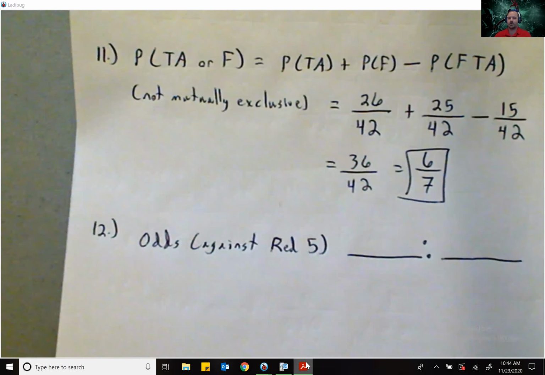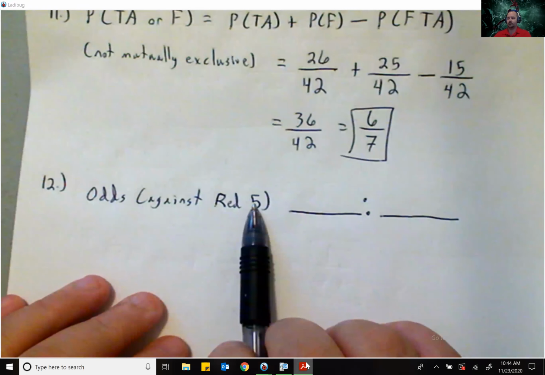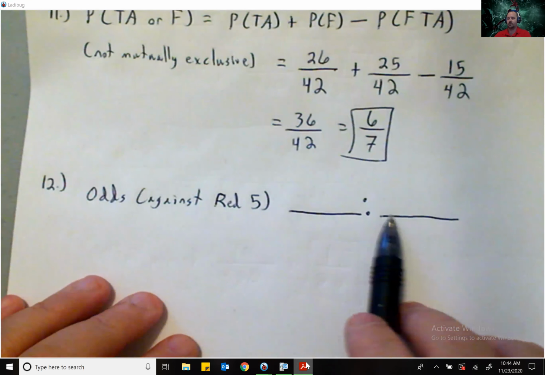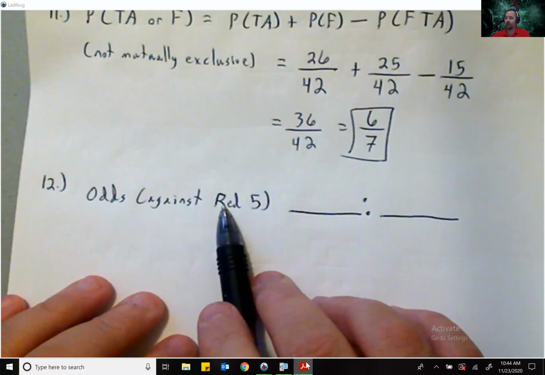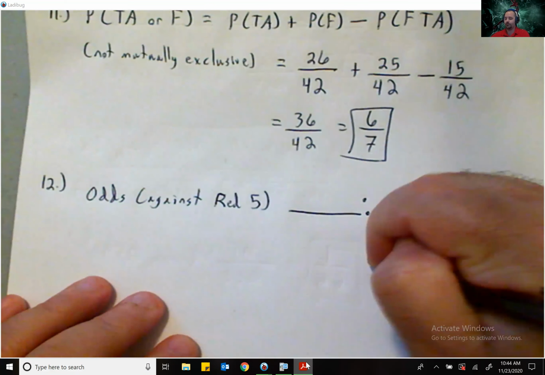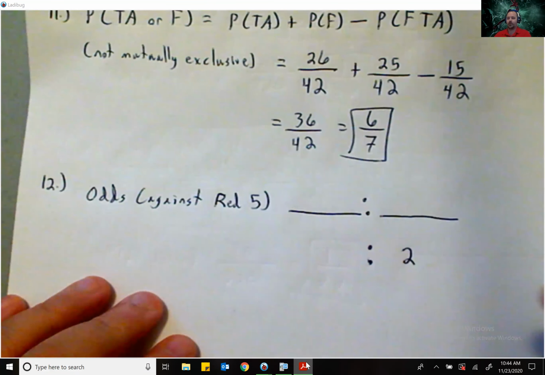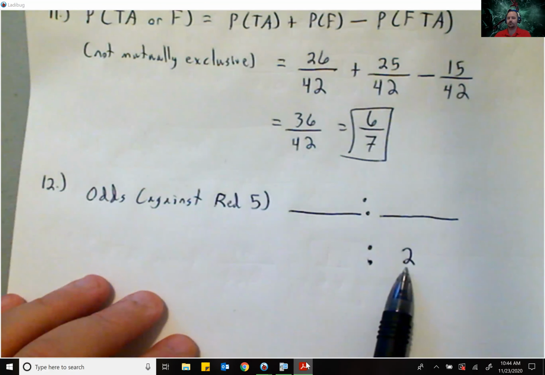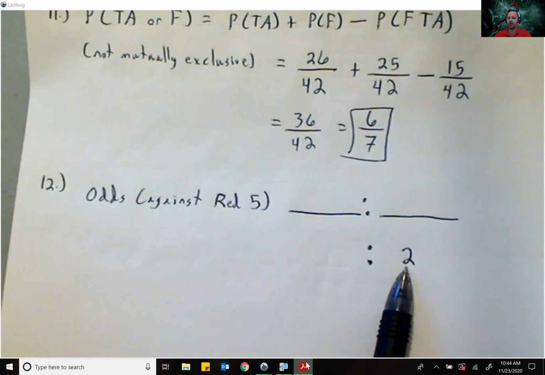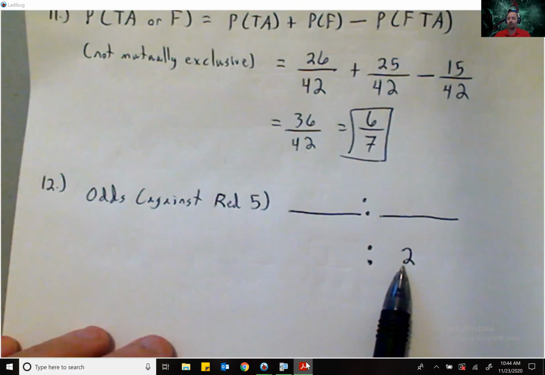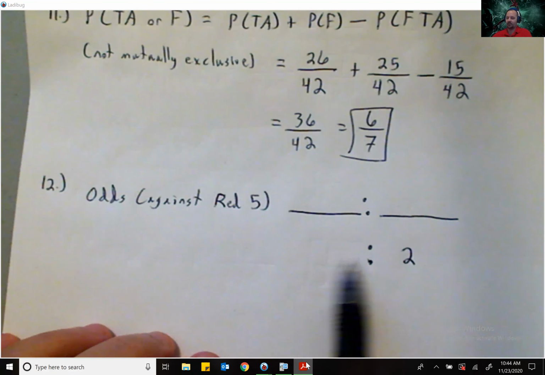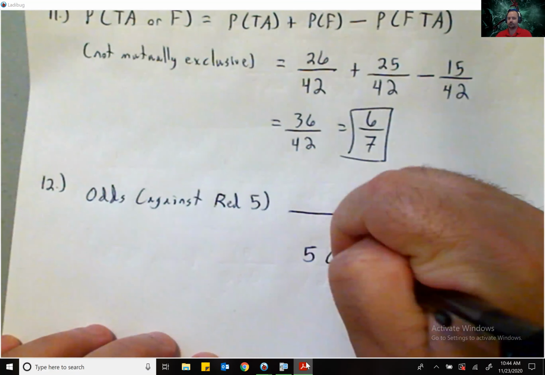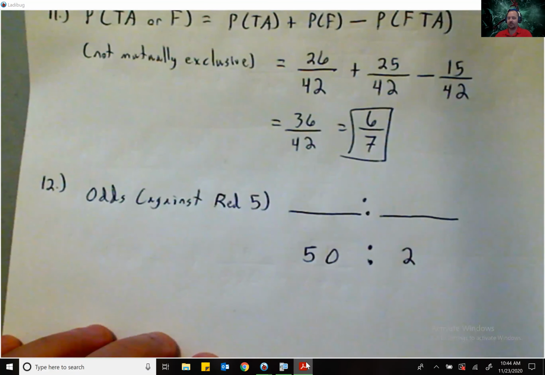Just do this. Odds against a red 5. So right down here, the ways we win is with a red 5. How many red 5s are there? There are only 2 red 5s: the 5 of hearts and the 5 of diamonds. Now, how many other cards are there? Remember, there are 52 cards in a deck. If we take 2 out of that, that's 50. But again, this must be reduced.